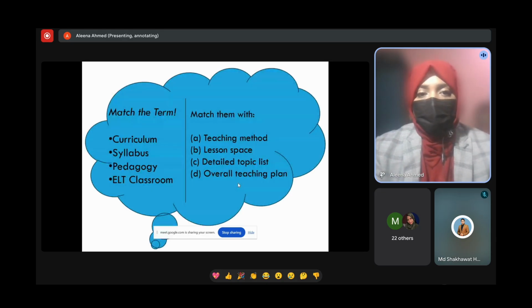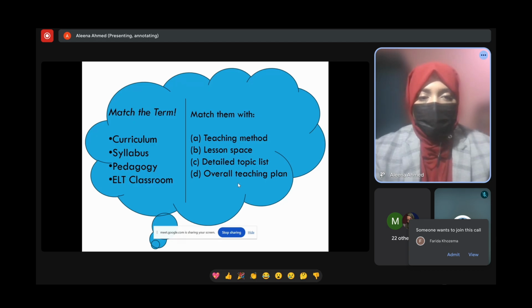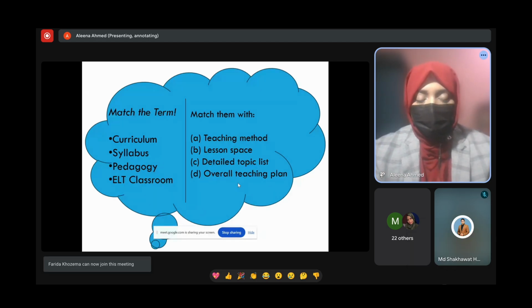These were our key concepts, and I have just a brain teaser related to every slide. So just a quick quiz. That is, match the term with the reflective terms. It's for you.